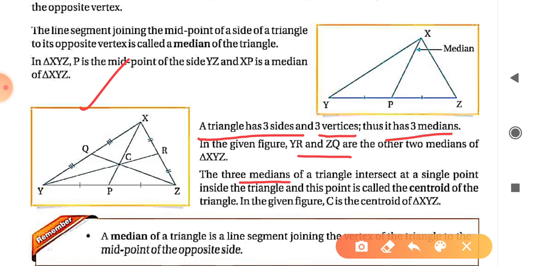Three medians of a triangle intersect at a single point inside the triangle. Three medians always intersect at a point. There is a point C in the triangle where these three medians intersect, and this point is known as centroid of the triangle. The point where all three medians intersect each other is known as centroid of the triangle. In this figure, C is the centroid of triangle XYZ. This is the median and centroid.